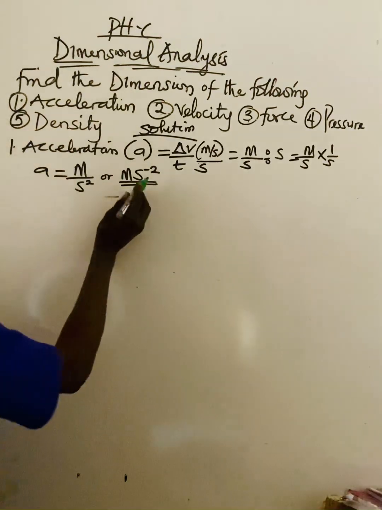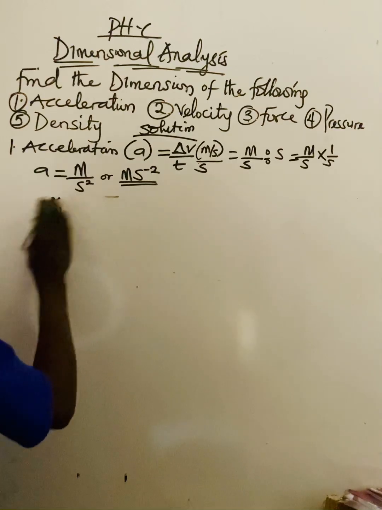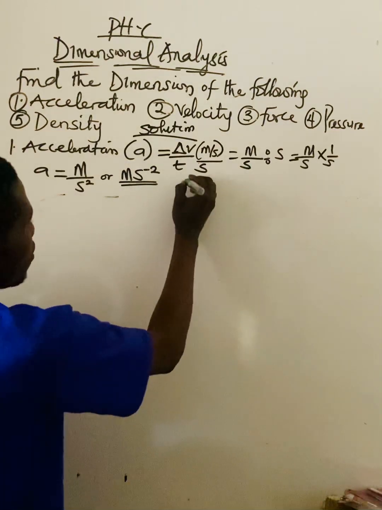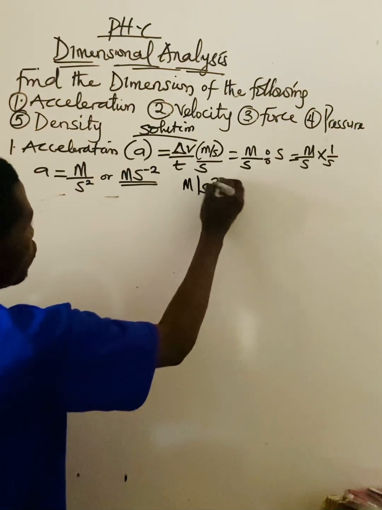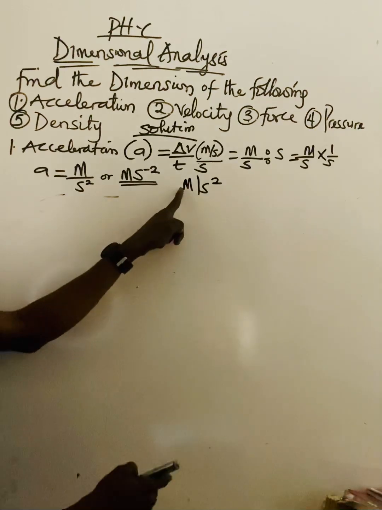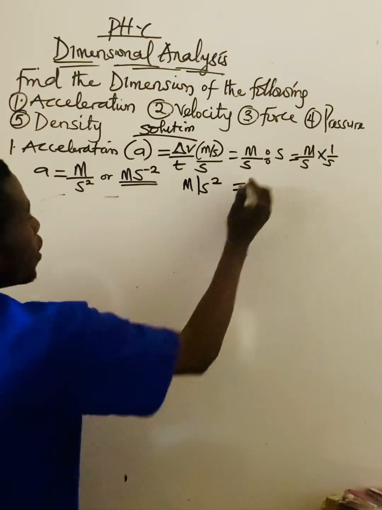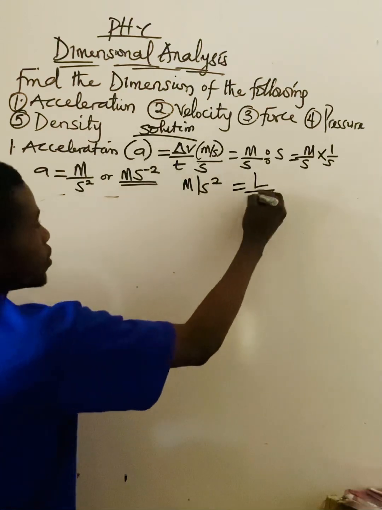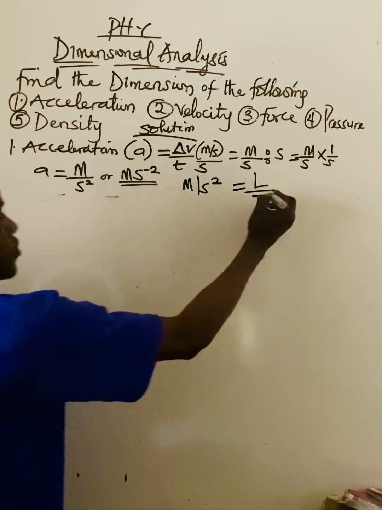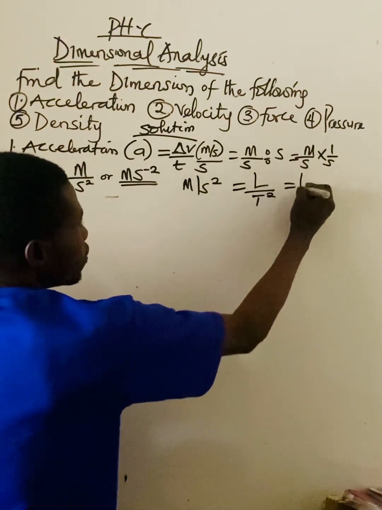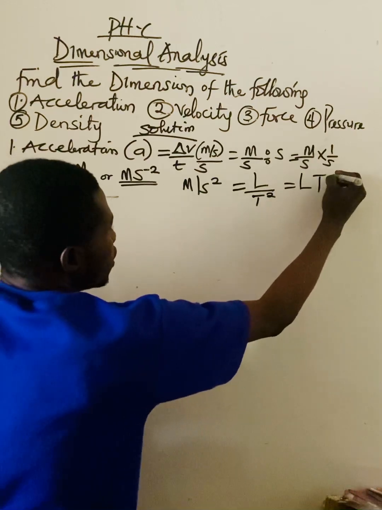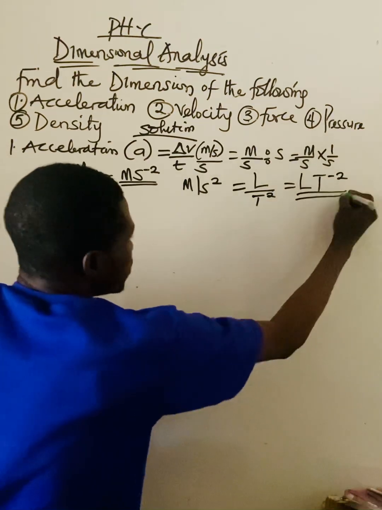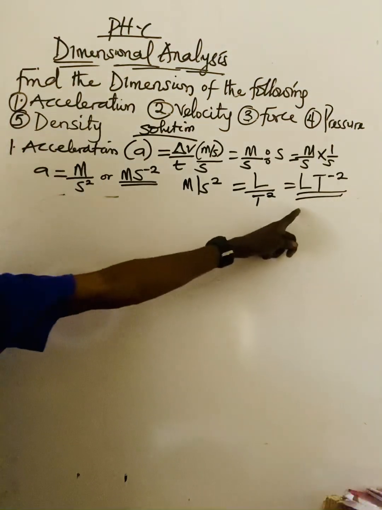Now, looking at this, we have meter per second square. Let me write it there because of space. Meter, which is L, over second square, which is T square. And this is going to give L T to the power minus 2. So this is the dimension of acceleration.